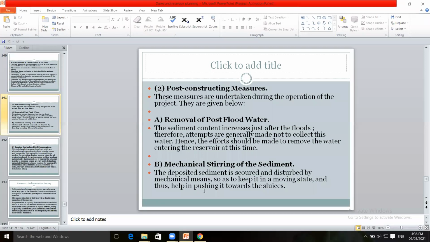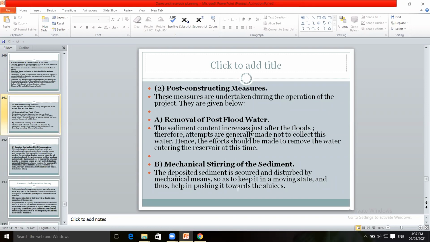So as to keep the particles moving, so that due to movement of the particles they will be removed; they are carried to the sluiceways. There, openings are provided, and through them the particles are released outside. They will be allowed to be removed from the sluiceways.